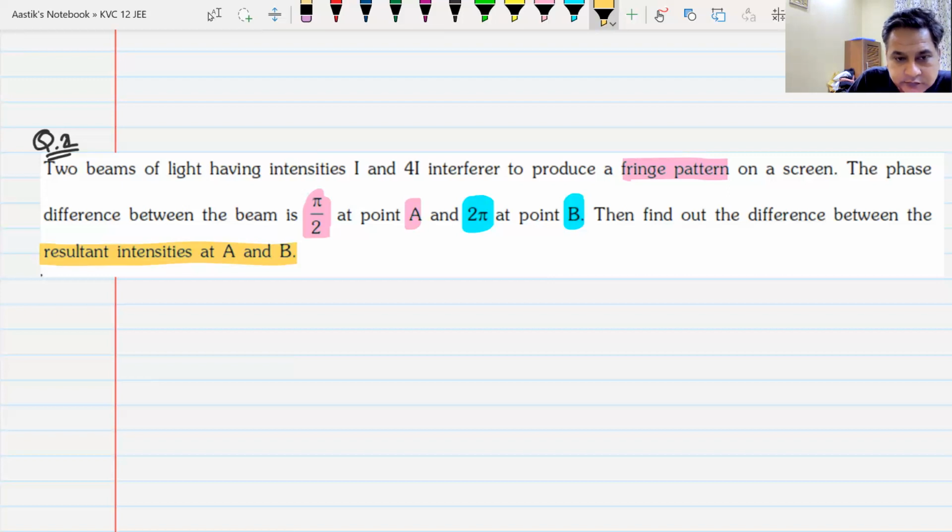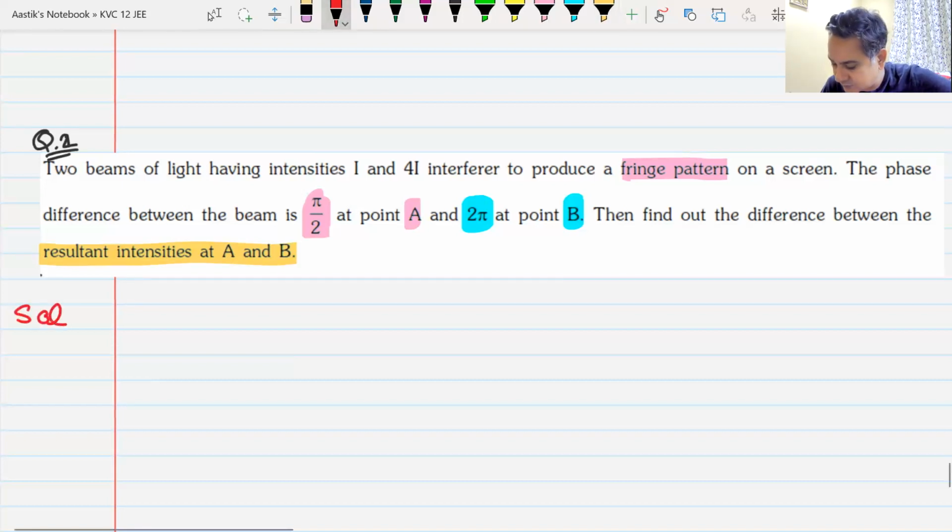So difference between them is 4i. Yes, that is correct. The difference between the intensities is 4i. Well done. What about the others? In the class, that is correct. We got it, sir. 4i. Okay, how are we supposed to do this?